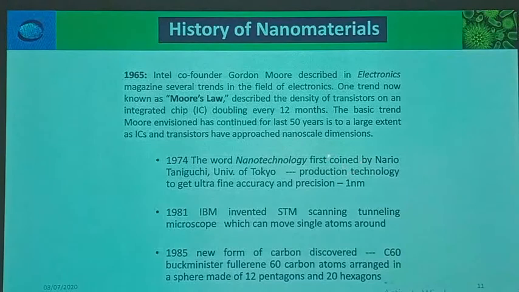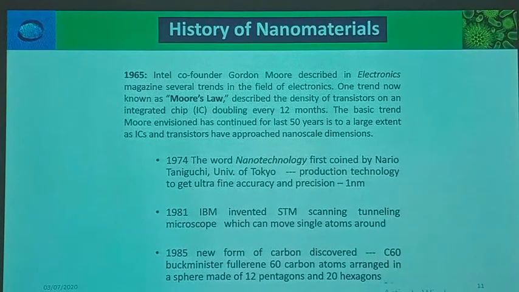So he is the first scientist who gave this term nanotechnology. In 1981, IBM invented the STM, the scanning tunneling microscope, which can move a single atom around. So this is a development in nanoscience and technology.